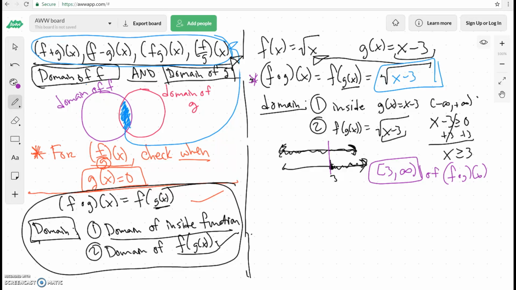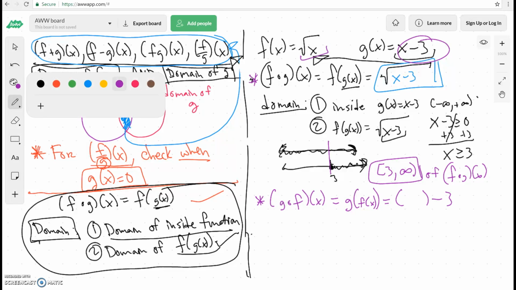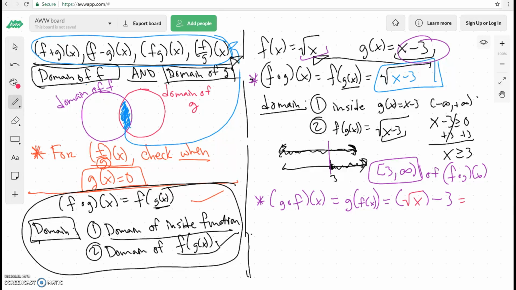Now let's say I wanted to find the other one. So let's say I wanted to figure out g∘f, g of f of x. In this case, I am going to plug f of x into g. So g is x minus 3, right? That's basically just this part. And when I plug into the x, I'm going to plug in the square root of x, because this is my inside function now. So it's basically the square root of x minus 3.